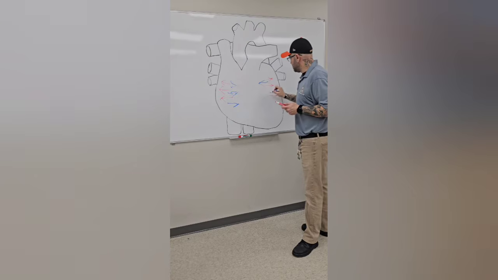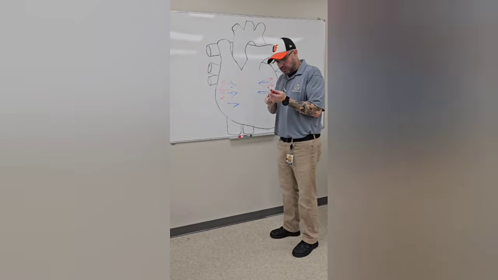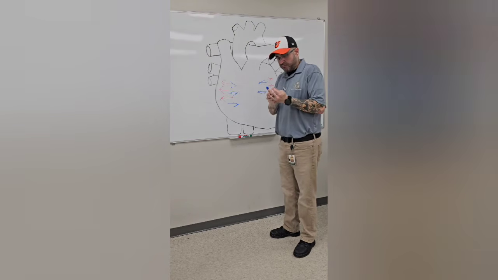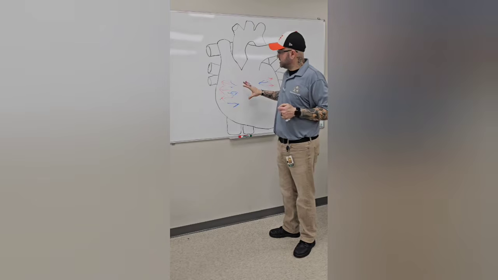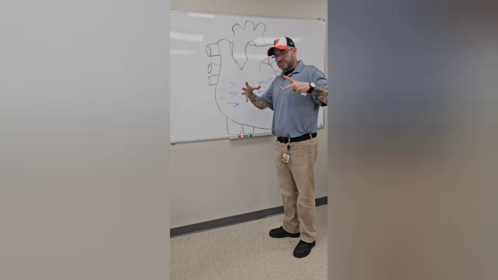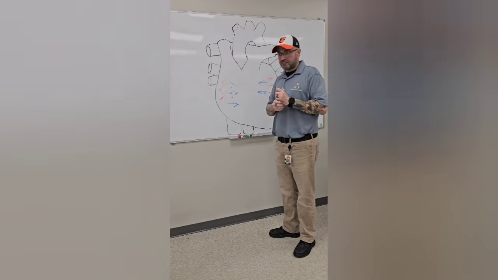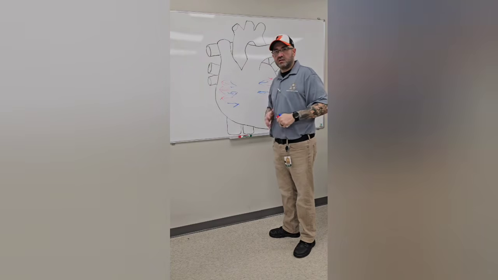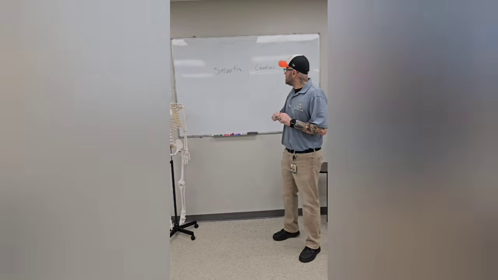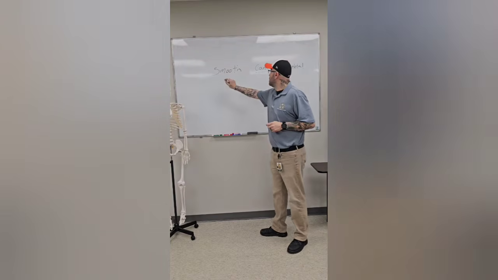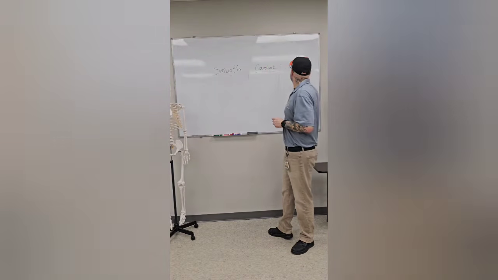Use my arrows. The reason this is important is we have to understand that the more we expand, the more preload we give, the more output we can provide. Hope that helps explain Frank Starling's law. Let's go over muscles real fast. So the three we need to know: smooth, cardiac, and skeletal.